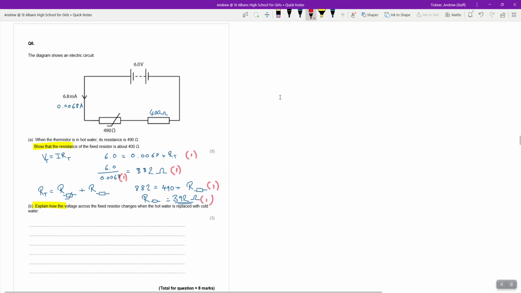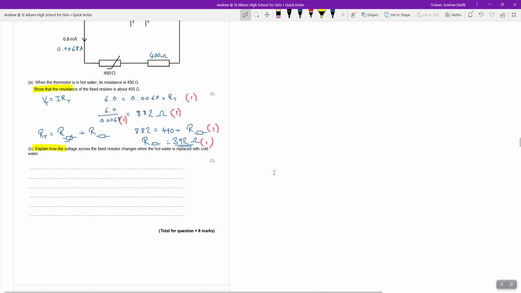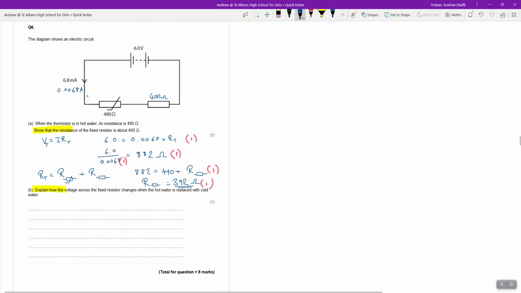Then we get: explain how the voltage across the fixed resistor changes when hot water is replaced with cold water. Okay, so the thermistor is in hot water. We need to think, what is going to happen to the voltage across the fixed resistor? If I had a voltmeter here, what's going to happen is this thing gets hotter. So the resistance of the thermistor is going to go down when it's hotter.